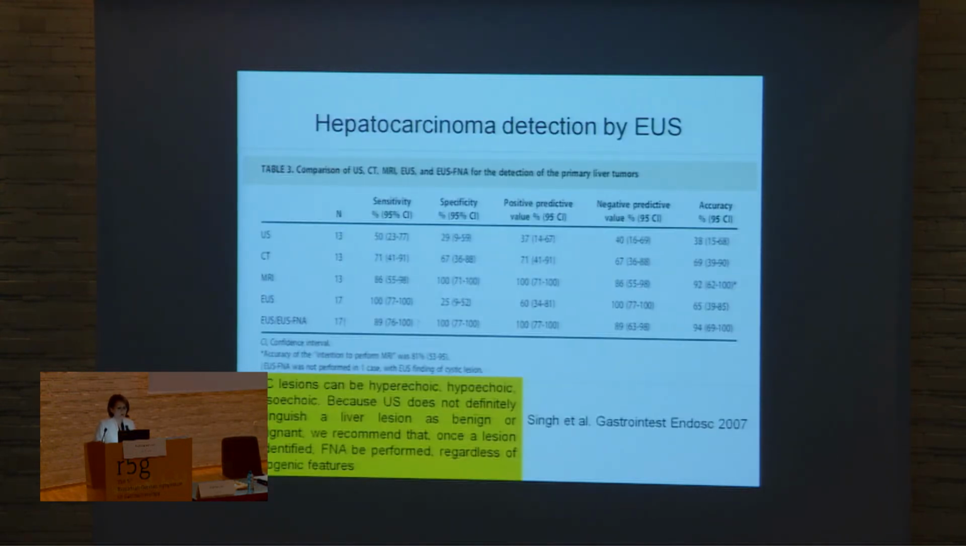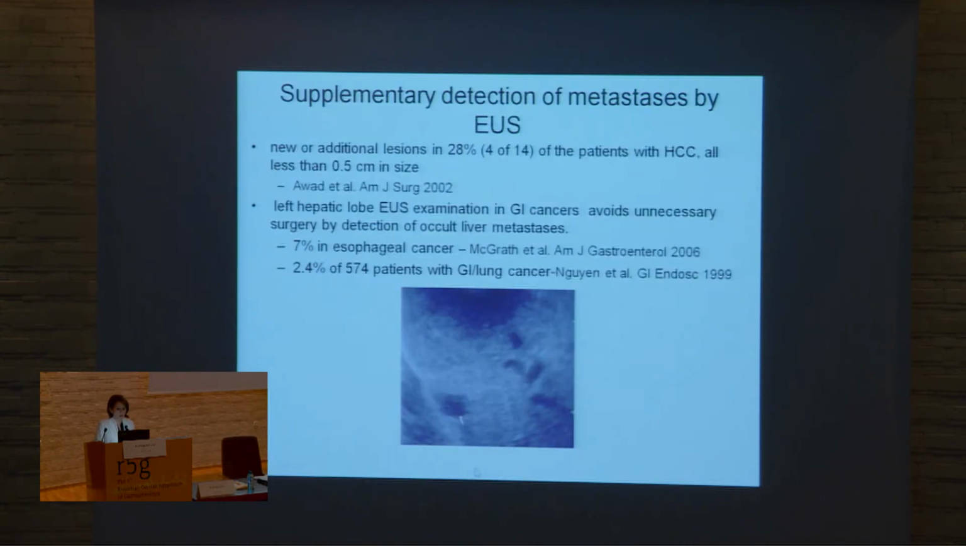So why is this so important? Because, you can see, it's quite an old study, 2007, and they showed that comparing all the imaging possibilities, EUS had a very good sensitivity of 100%, but of course it's not enough. We have to perform FNA regardless of echogenic features. And another task is to see if metastases can be seen by this method.